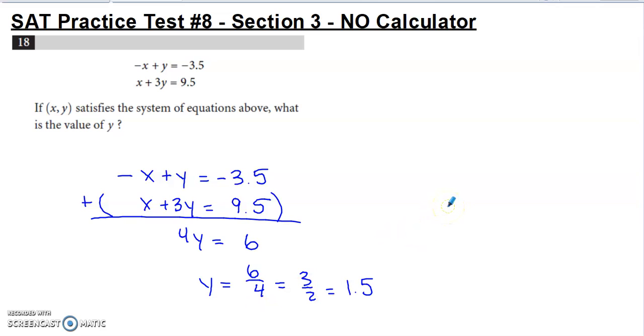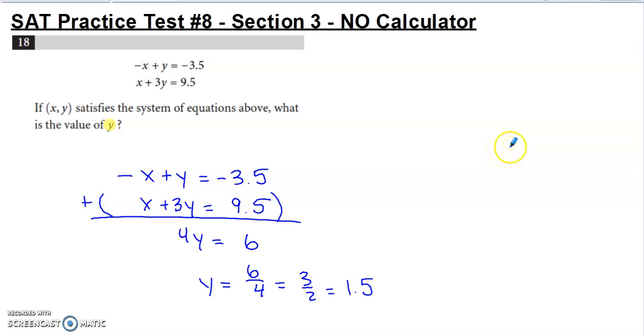We have a system of equations that they present us with here. They ask us for the value of y. They do give us some decimals. There's no calculator in play here, so we're going to have to just take our time and work out the arithmetic with the decimals that are involved. Now they ask us for the value of y. They don't ask us for the ordered pair x comma y.